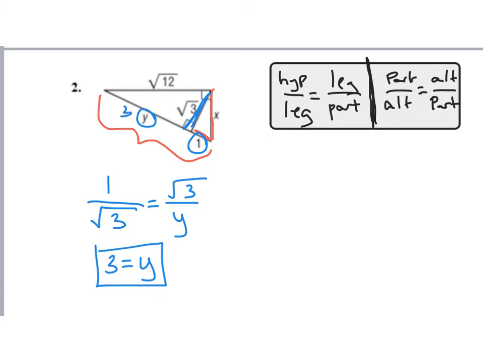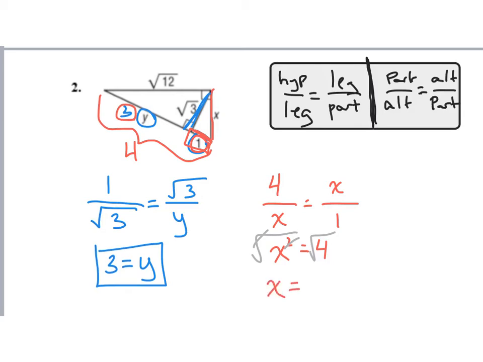When I come back and I look at my other one, the leg is the geometric mean between the hypotenuse, which is going to be 3 plus 1, 4, and the part that's closest to that leg, 1. Cross multiply, x squared equals 4, square root, and x equals 2.